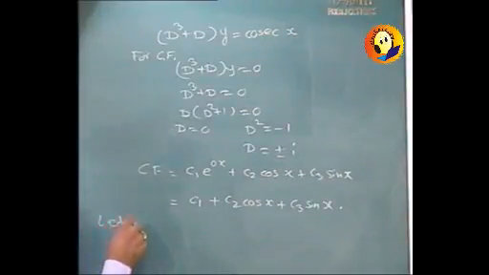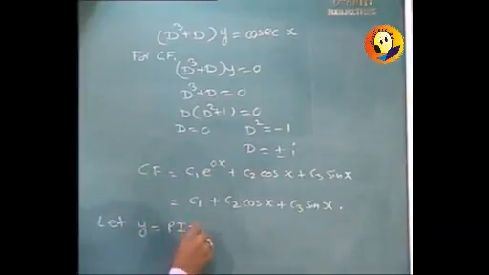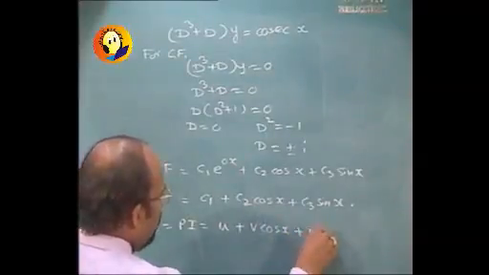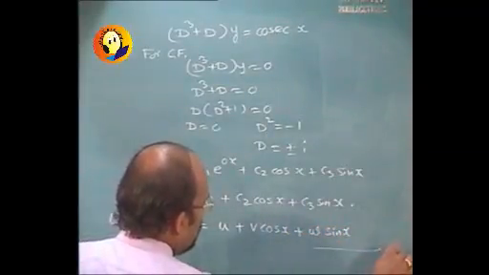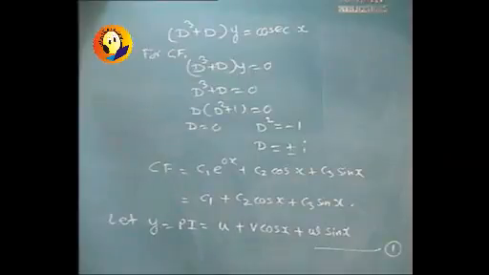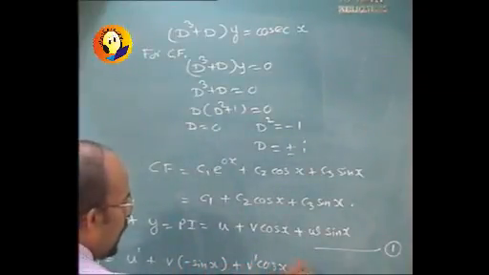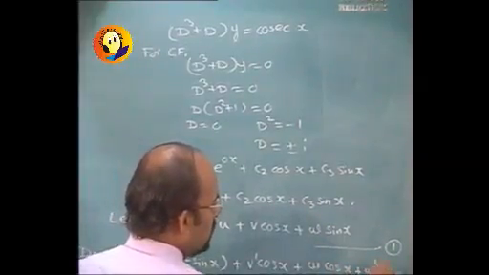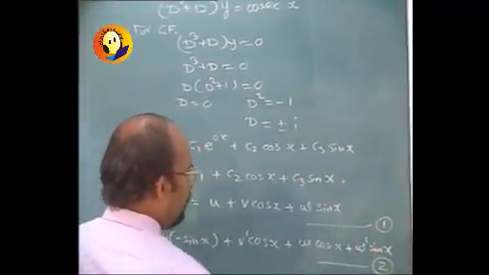Let y equal to pi equal to u plus v cos x plus w sin x. Assumption number 1, equation number 1. We should be differentiating it to find dy. Step number 2, find dy. Differentiation of u is u dash plus v into minus sin x plus v dash cos x plus w into cos x plus w dash sin x, equation number 2.